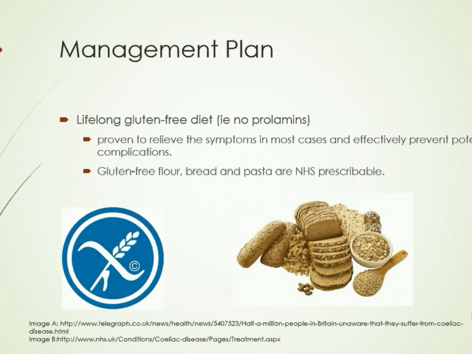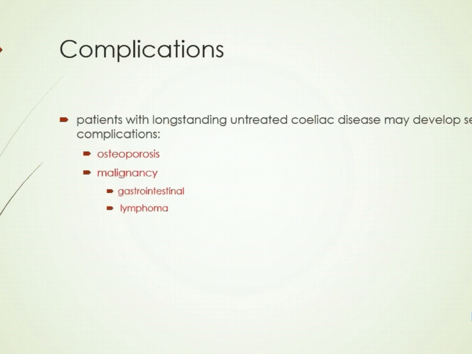So the management of celiac disease is very simple. Patients must follow a lifelong gluten-free diet. This is proven not only to relieve the symptoms, but also to prevent potential complications, which we'll mention soon. Gluten-free products, so you can get bread, you can get pasta, biscuits, they're all prescribable on the NHS, and patients will commonly go to their local pharmacy to collect the products.